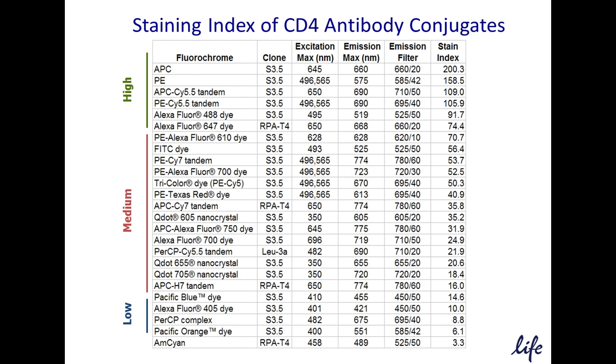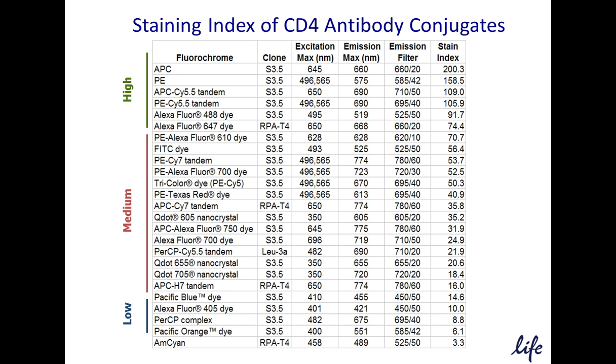To illustrate the relative brightness of each conjugate, staining index was calculated. This chart shown here takes these conjugates and lists them from the highest staining index to the lowest. This indicates that some dyes have a low staining index and they should not be used with low abundance markers.